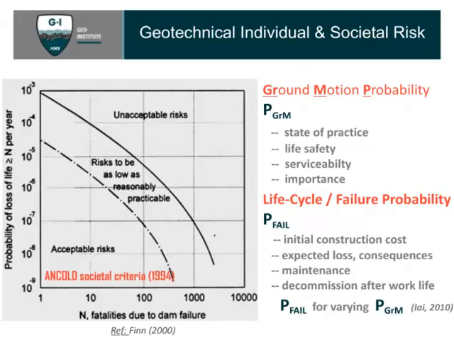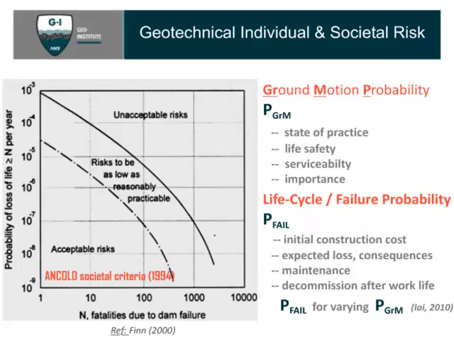So in moving in geotechnical earthquake engineering, there are two things that we need to look at. One is the probabilities for the ground motion levels that depends on the state of practice, but also the importance of the structure and other objectives, but also consider the life cycle of an existing infrastructure and the probability of its failure. And now, this has to be combined with the initial construction cost and the expected consequences and loss, but also maintenance and cost of decommission after work life. On the left, you see some pioneering work in the 1994 guidelines for societal criteria that need to be combined with all of that from the Australian Committee of Large Dams on how you would have different objectives of risk levels with respect to probability of loss of life.